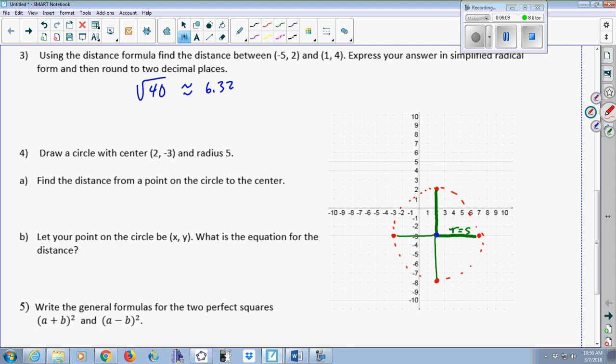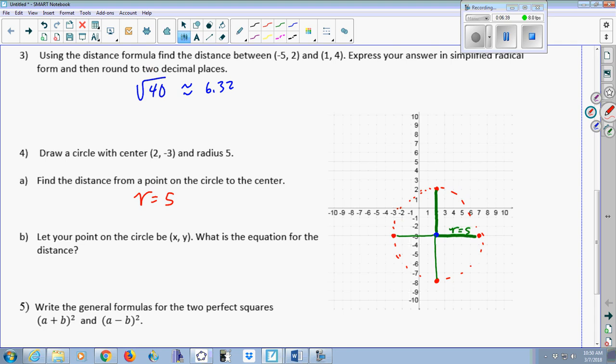All right. So the question says, find the distance from a point on the circle to the center. Did you have to do any work here? What is the distance from a point on the circle to the center here? 5, right? Because it's the radius. It's equal to the radius. So the radius is 5. So the distance from any point on this circle to the center is 5.